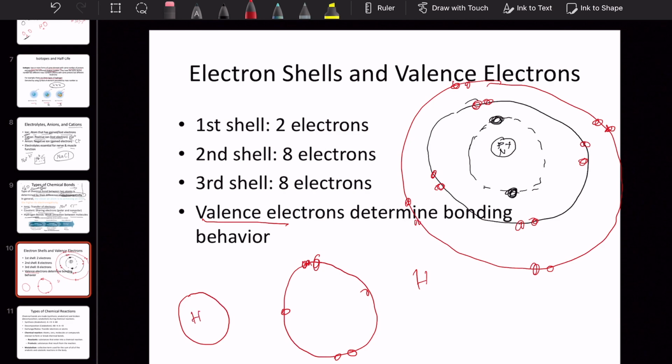Hydrogen, 1 electron. So the valence electron determines the bonding behavior. Oxygen needs 2 more, and this hydrogen needs 1 more. So this valence electron is the electron in the outermost shell.